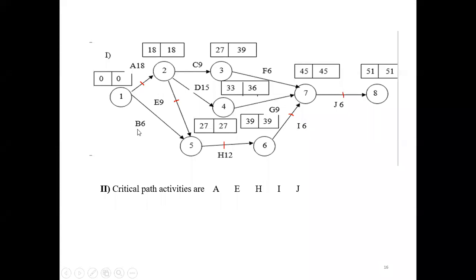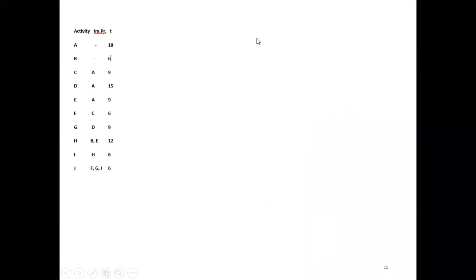A and B start, then A finishes, C starts, A finishes, D starts, then E and B finish together, then H starts, then H finishes, I starts, then F and G finish, J starts. So this coordinates the interrelated activities. Then finally you will get the final event. So this is the answer with you, but I will show you how to draw the network diagram.